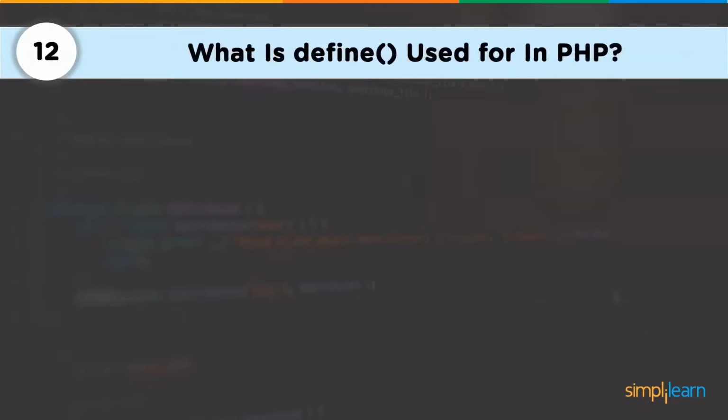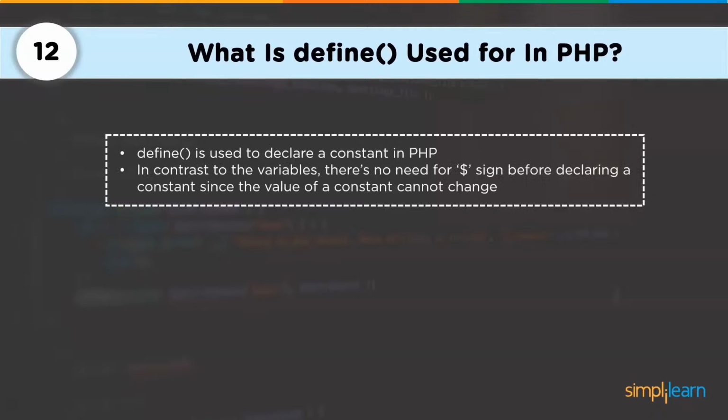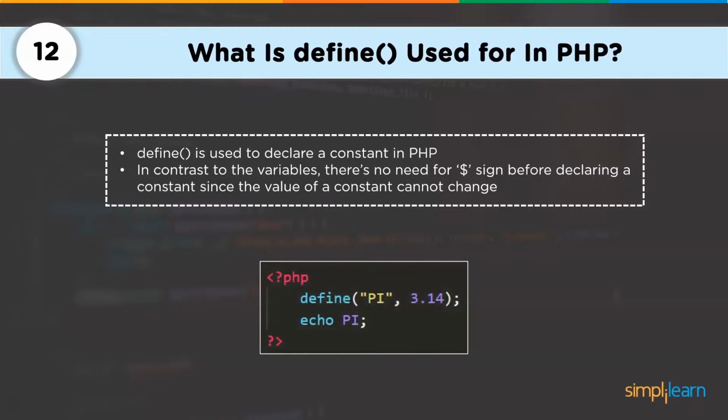Moving on, what is the define function used for in PHP? Now define is used to declare a constant in PHP. Also, in contrast to variables, there is no need for a $ sign before declaring a constant, since the value of a constant does not change. Now, this is how you can use the define function to declare a constant. Suppose you want to declare the value of pi as 3.14 throughout your PHP code, which cannot be changed. So we can use define for that.